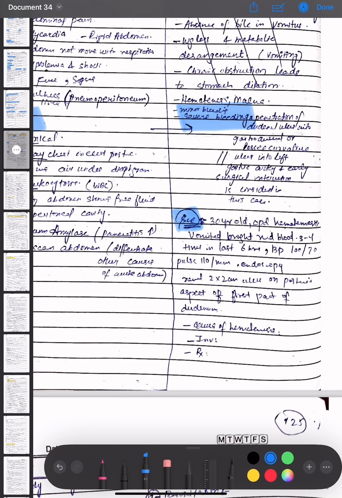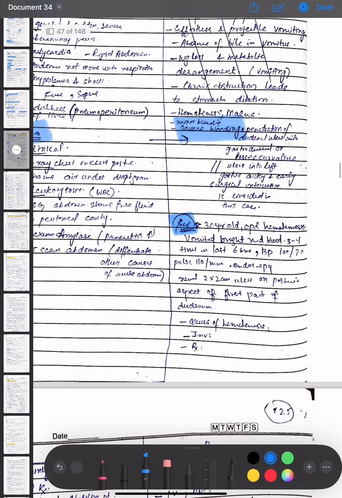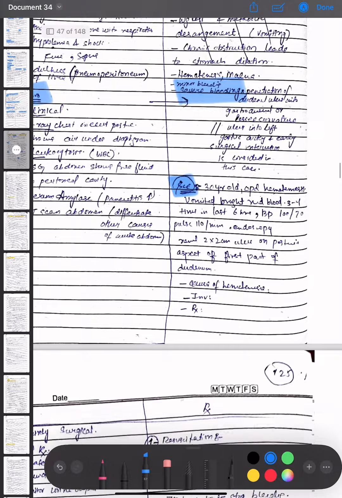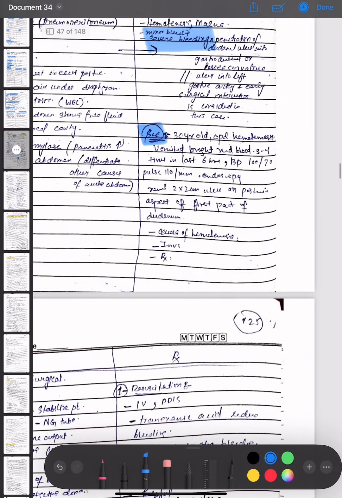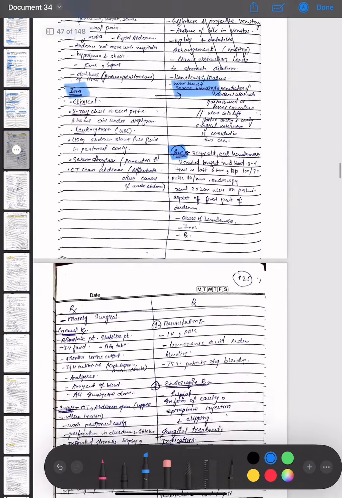What is the scenario? The scenario is a 30-year-old in OPD with hematemesis, vomited bright red blood 3 to 4 times in the last 6 hours. BP is 100 by 70, pulse is 110 per minute, and endoscopy revealed a 2 by 2 centimeter ulcer on the anterior aspect of the first part of the duodenum. So, what are the causes of hematemesis? What is the investigation and what is the treatment?